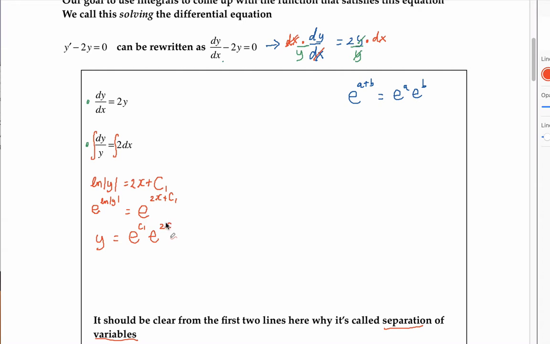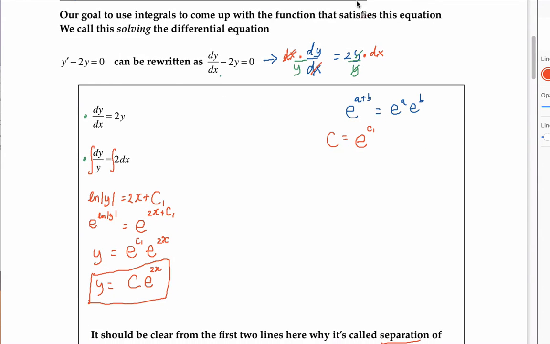And I'm going to do a weird substitution that only physics nerds do. We're going to say e to the c1 is going to equal a new constant, c. It's weird, but just go with it. And so y equals c times e to the 2x. And that is literally the answer. Our goal was to come up with y isolated that would solve this equation.